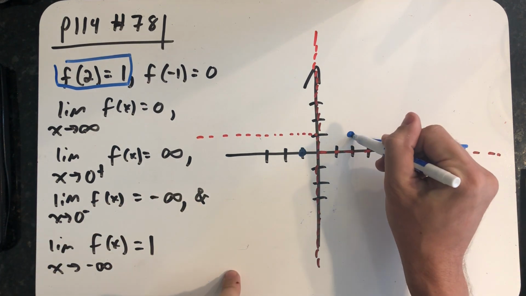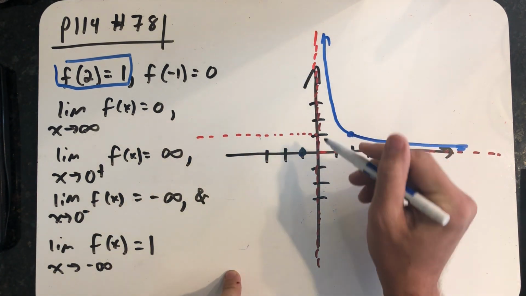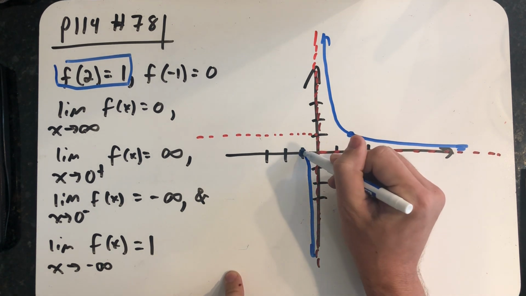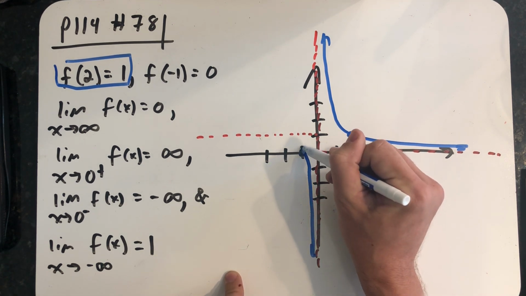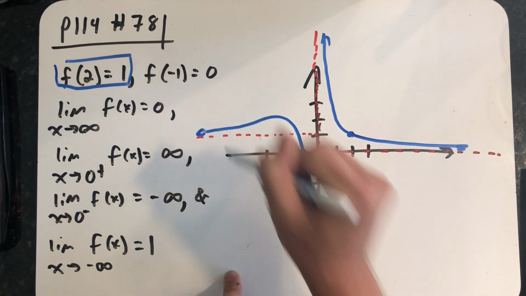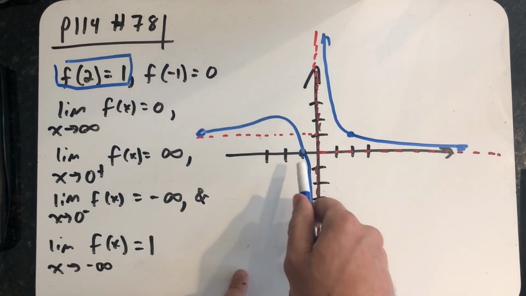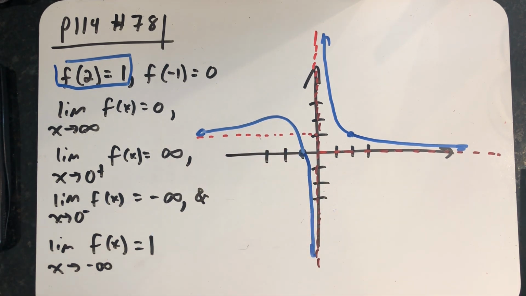0 from the right, go to positive infinity. 0 from the left, go to minus infinity. And then I have to obey the rules about my horizontal asymptotes. I bet you weren't expecting me to do that, but that's perfectly fine because you can cross a horizontal asymptote. It would have also just been fine to sneak that around there. I just felt like doing something a little bit unexpected.